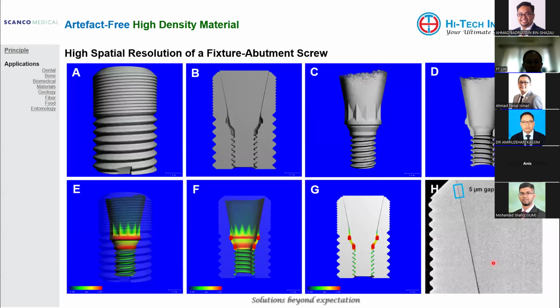So by using a 90 kV, you basically can see we can resolve up to a 5 micron gap width between the implant and the screw itself. So with very high resolution.